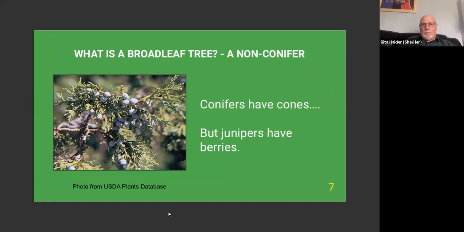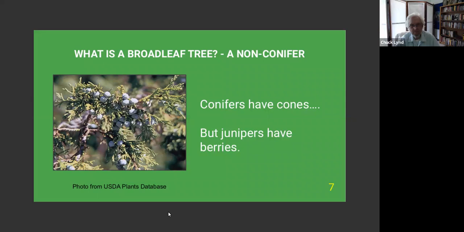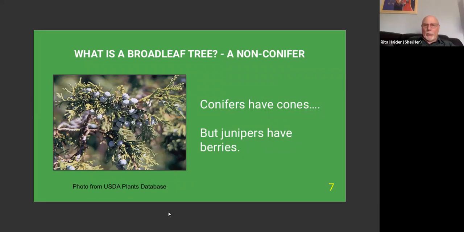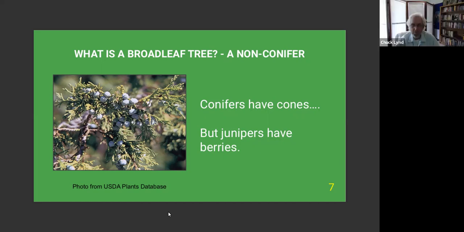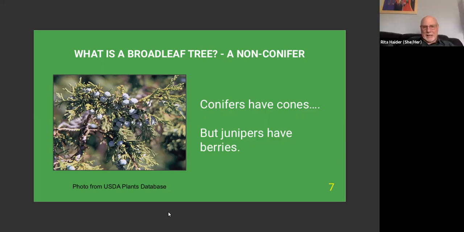At the high level, next highest level, what is a broadleaf tree versus a conifer? Well, a broadleaf is anything that's not a conifer. Generally speaking, conifers have cones. In fact, they all do, but they don't all look like cones to the untrained eye. This juniper, for example, has berries. These technically function as cones.